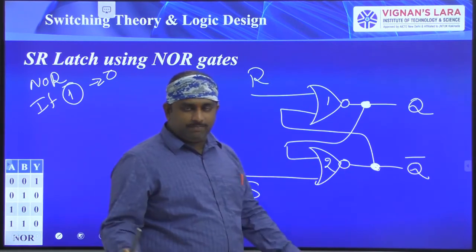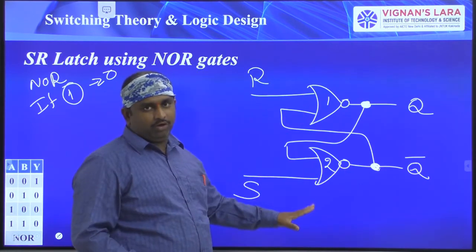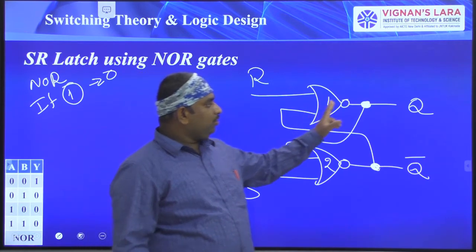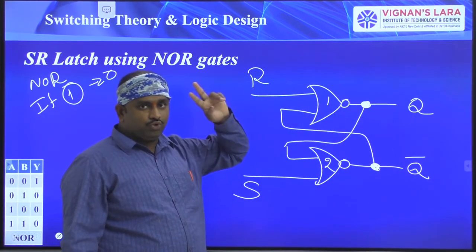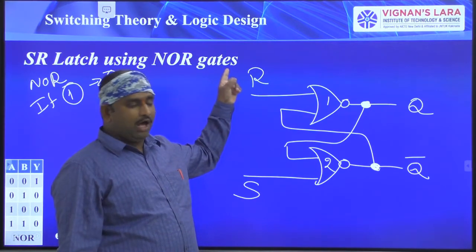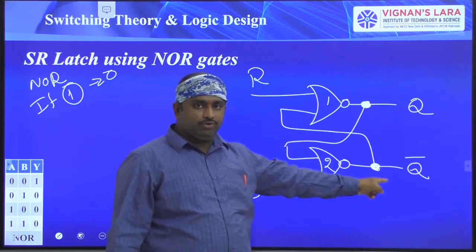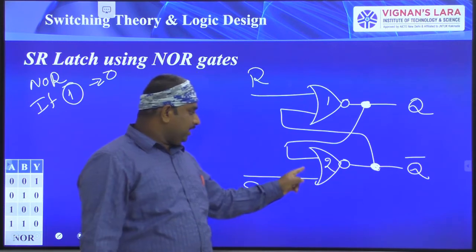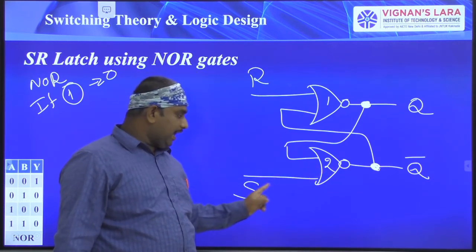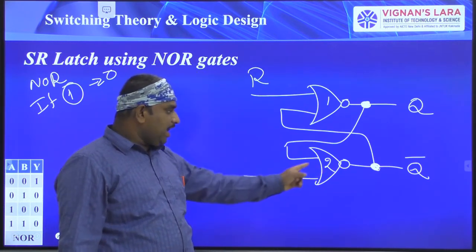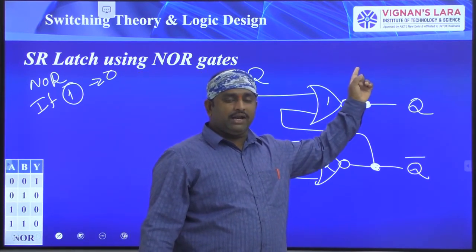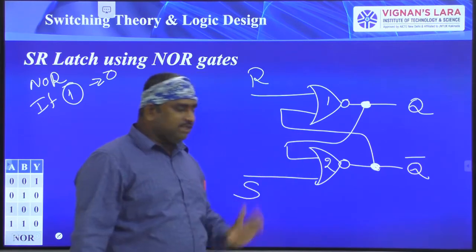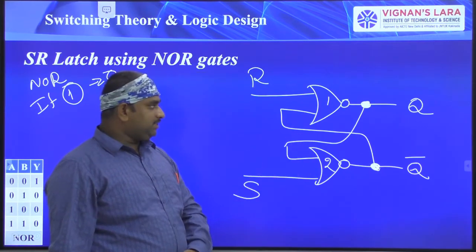It's a very simple concept. I have taken two NOR gates. For the NOR gates, I have two outputs: one is Q and the other is Q bar. Each NOR gate has two inputs. One input I have represented as R, and another input I have connected to the other NOR gate output. Here also, for one NOR gate the input is S, and the other input I have connected to the other NOR gate output. So this is the basic connection.